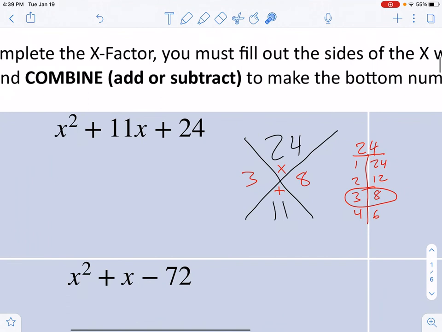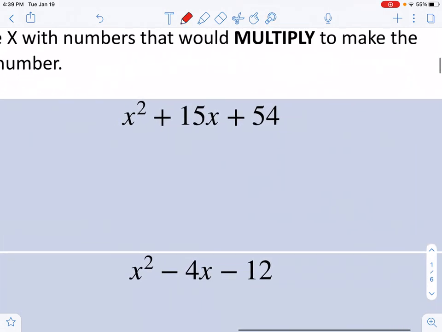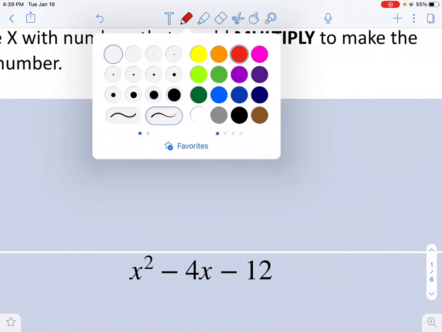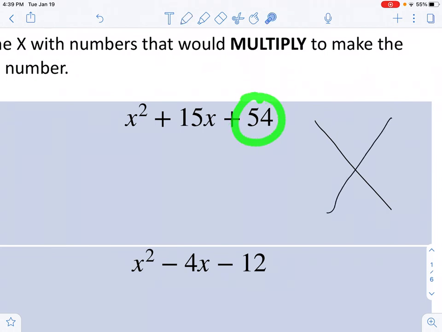Okay, so that's filling out the X factor. I'm going to do a couple more, and I'm not going to explain them near as much as I did that first one, but I just wanted to be very thorough on that. So we make an X. Our last number goes on top, 54. Our middle number goes on the bottom, 15. And I just use the last number because there's no leading coefficient.